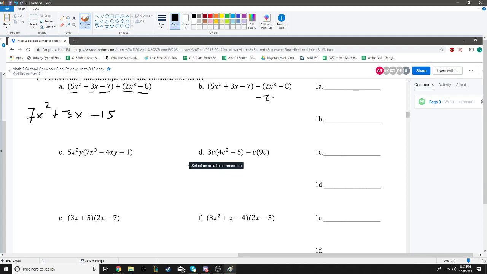Distribute this, so this is a negative 2x squared. That's a positive 8 now. So 5x squared minus 2x squared, that's 3x squared. There's no other x, so this is going to be a plus 3x. And negative 7 plus 8 is a positive 1.